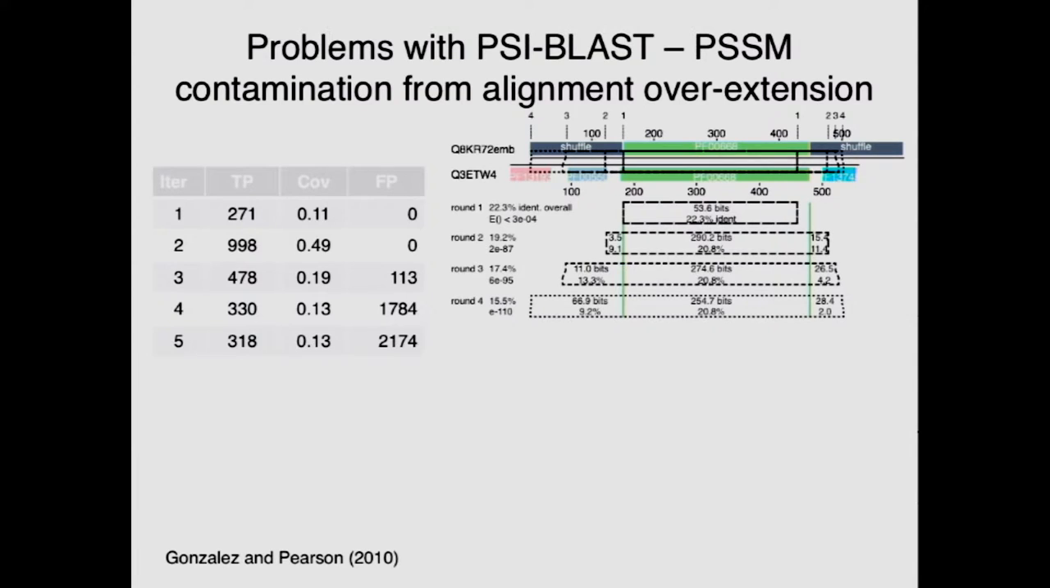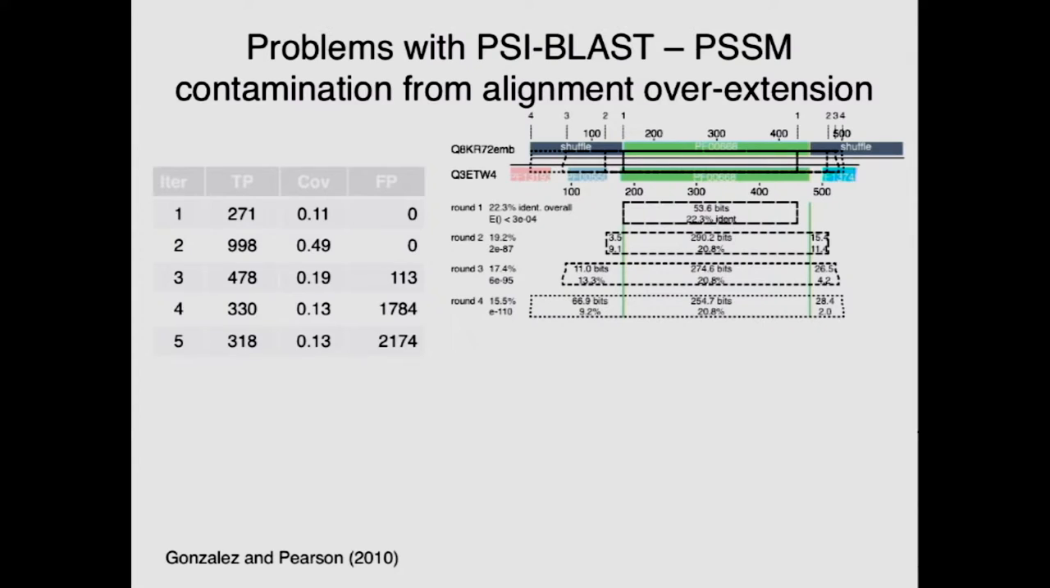And when it brings in this domain, it pollutes the position-specific scoring matrix, which used to be based on shuffled sequence. Now it's not based on shuffled sequence anymore. It's based on this non-homologous domain. And so what I'm showing you here is the number of homologs that are being found and the fraction of the homologs that are being found.